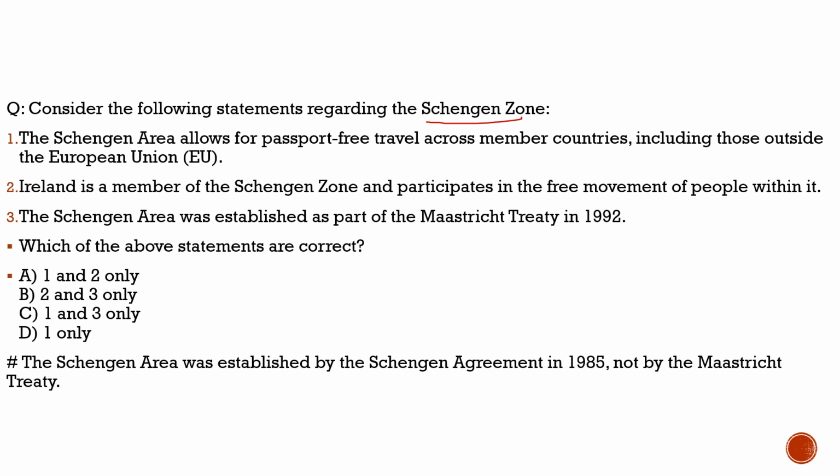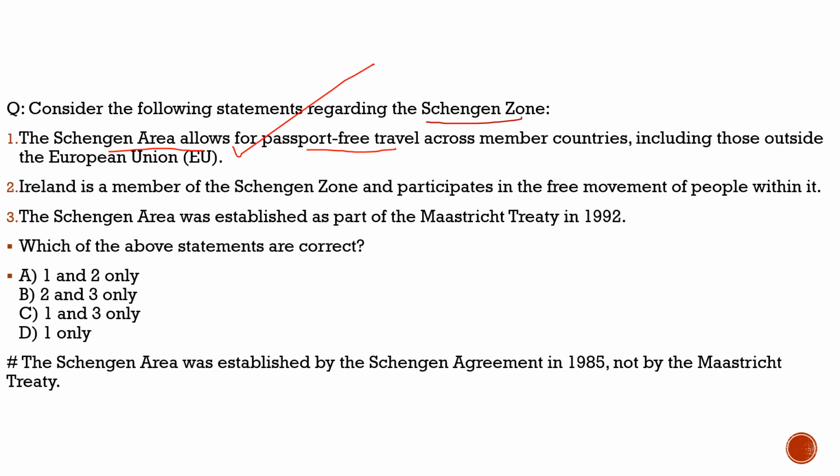So with respect to this, let us try to solve this question and get more idea about it. Why had we discussed this? Because two countries became part of it. What are those two countries? It is Bulgaria and Romania. So let's solve this question. Statement 1 says the Schengen area allows for passport-free travel across member countries, including those outside the European Union. 100% correct. Nothing wrong with this statement.